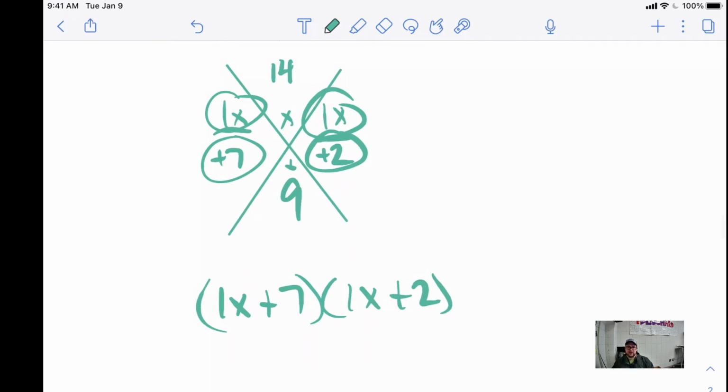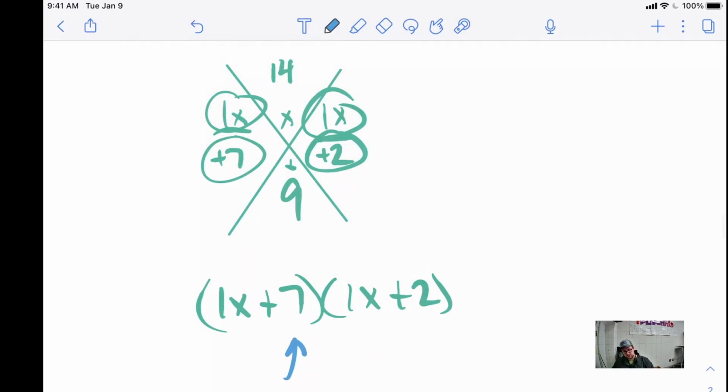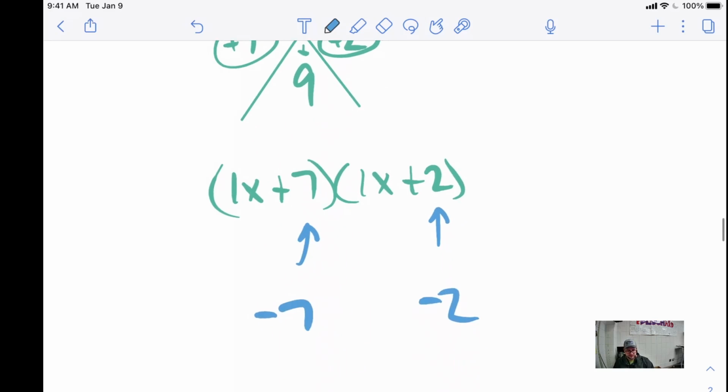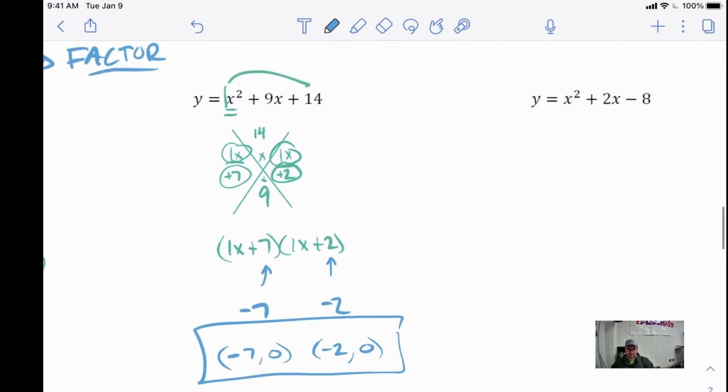Now, hold on a minute. Look at that for a second. Right here and right here, what's the opposite of a positive 7? Well, that's negative 7. What's the opposite of a positive 2? That's negative 2. So our final answer here is just going to be negative 7, comma 0. The 0 comes second in the x-intercept. And negative 2, comma 0. Just like that, kids. You're almost there. We got 2 of them on that problem. Let's do one last one.